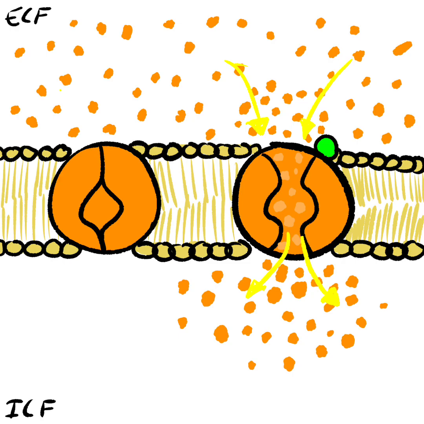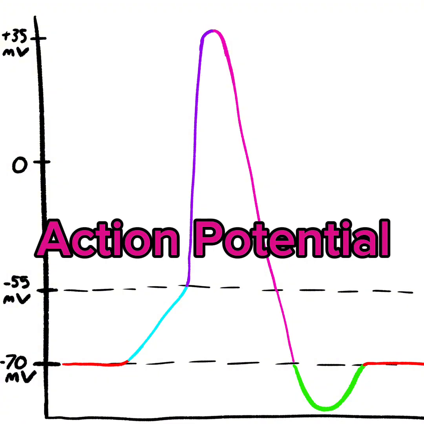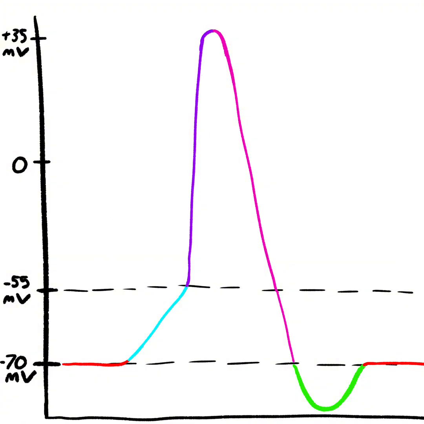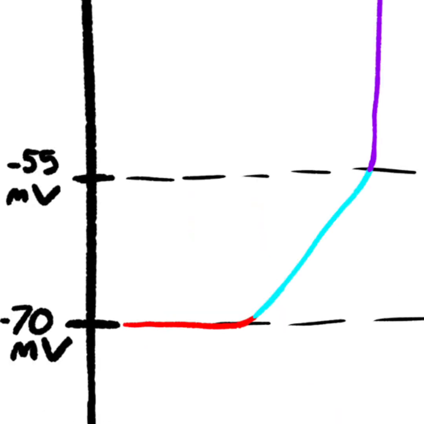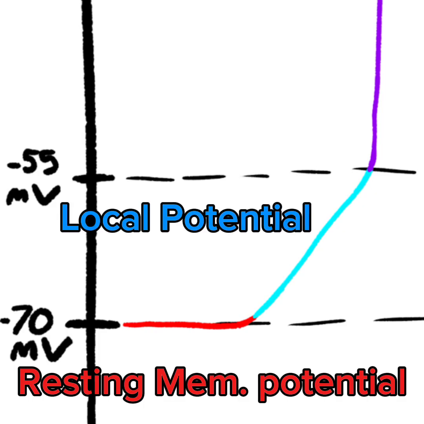If the temporary change in voltage is strong enough and reaches a threshold of about negative 55 millivolts, it can actually trigger an action potential. This leads us exactly to the last state, which is action potential. Here's a graph that I drew that shows the membrane potential before, during, and after action potential. The beginning of the graph starts at the resting potential, which is at negative 70 mV. The blue indicates the local potential.